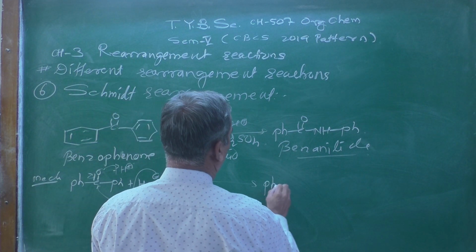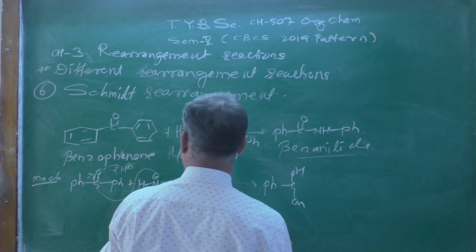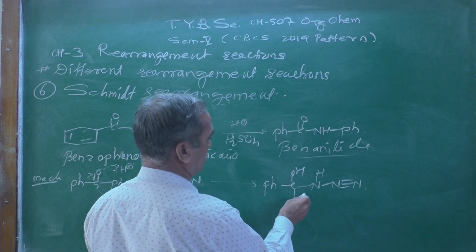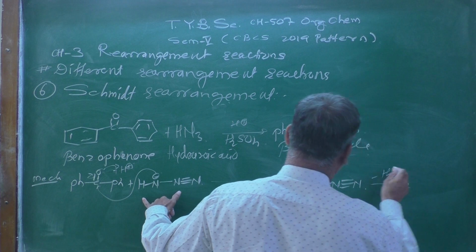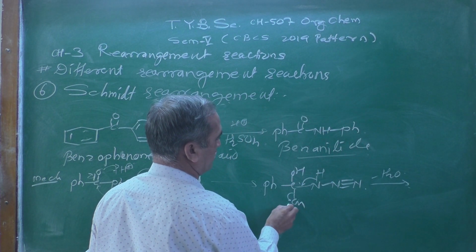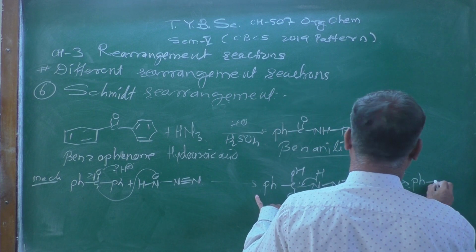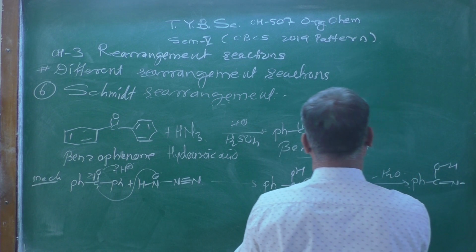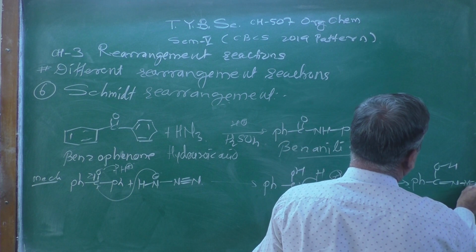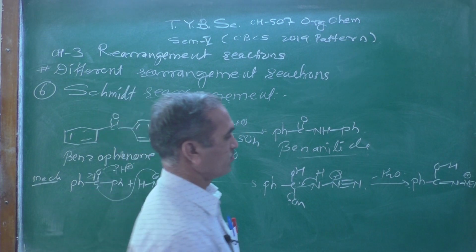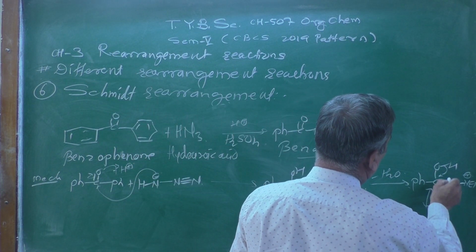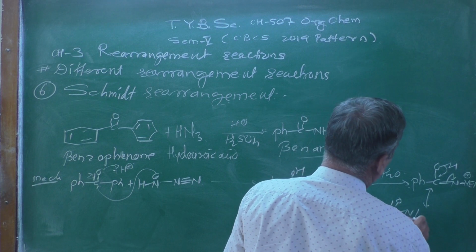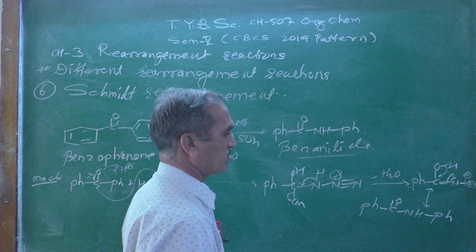You will be getting Ph, then C-OH, OH I am writing over here, then NH, N triple bond N. Now there is an elimination of a water molecule, minus H2O gets evolved like this, and we will be getting Ph, then C-OH, double bond N, then positive charge on that nitrogen atom, N triple bond N. After that this is a tautomerism, so we will be getting Ph, then C double bond O, then NH, and Ph. It is nothing but benzanilide.